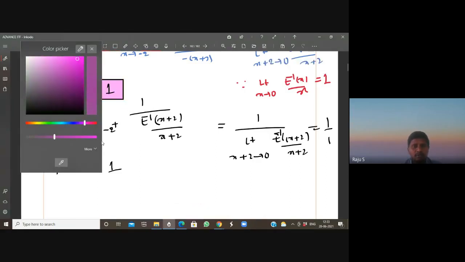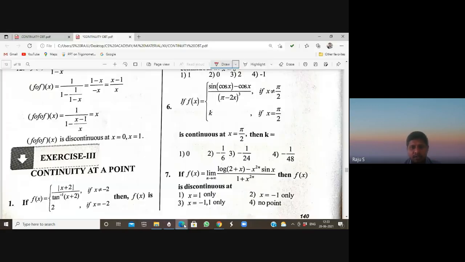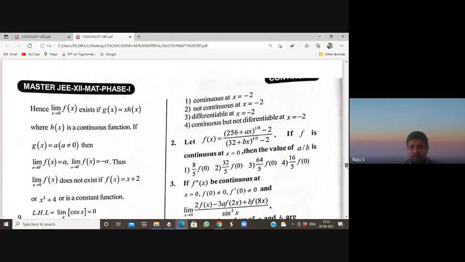Students, is it clear? Yes, sir. So what about here? Is it continuous? No, sir. What is the correct option? Not continuous, the second option is right, because clearly they are asking at minus 2. So I found the left hand continuity and right hand continuity with the help of the standard limit, like tan inverse x by x is equal to 1.